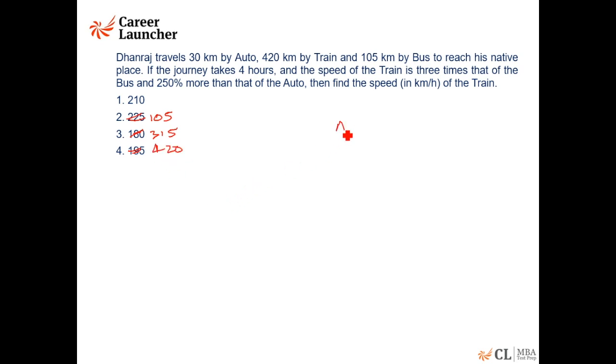What should I do? Again, let me look at the same ratio, auto, bus and train. This was 105, this is 35 and this is 30 kilometers per hour. Since all are multiples of 105, go with 105 only. If the speed of train is 105, how much time does it take? 30 kilometers by auto at 30 kilometers per hour is 1 hour. 420 kilometers by train at 105 kilometers per hour will be 4 hours.